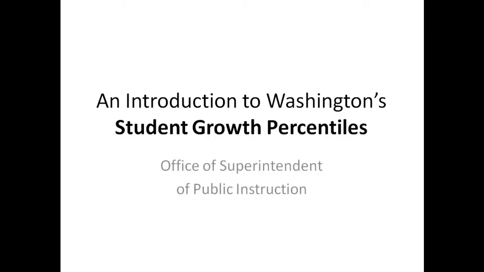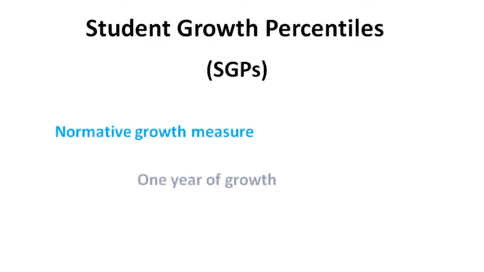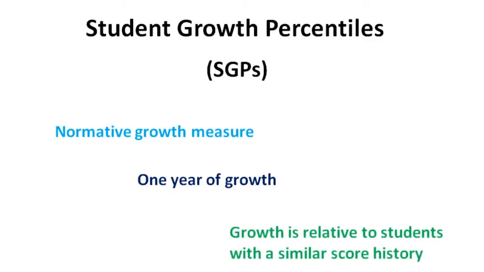The Student Information Office at OSPI is providing school districts with a new measure of student performance called Student Growth Percentiles, or SGPs. In this video, you will learn about SGPs and how to interpret them. Student growth percentiles are a normative measure of student growth. SGPs quantify the growth an individual student made in 1 year relative to all other students in Washington State with a similar score history on state assessments.